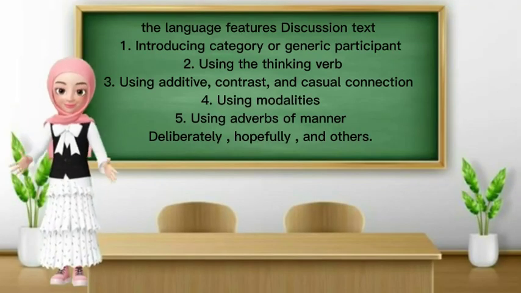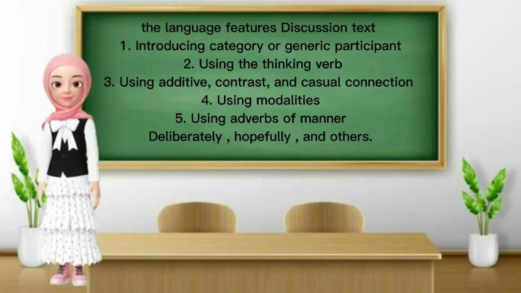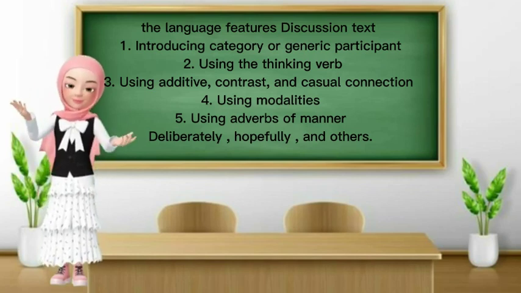Okay, for the next is the language features of discussion text. The first is introduction category of generic structure or generic participant. The next is using the linking verb. Next is using adjective, contrast, and causal connection. And the next, using modalities. And the last is using adverbs of manner, such as deliberately, hopefully, and others.